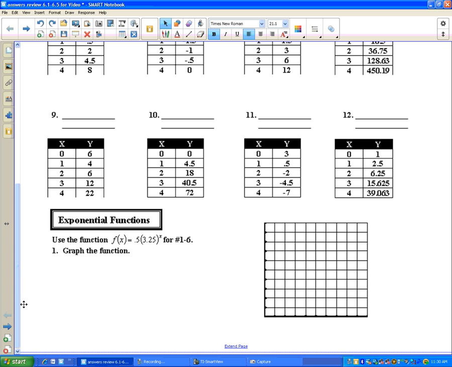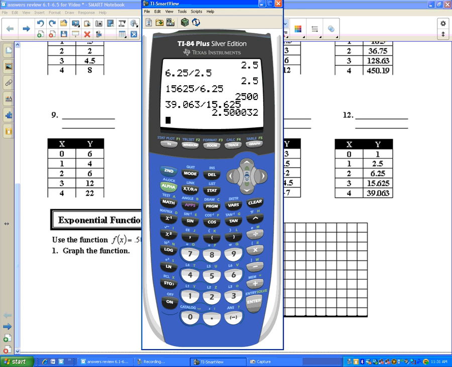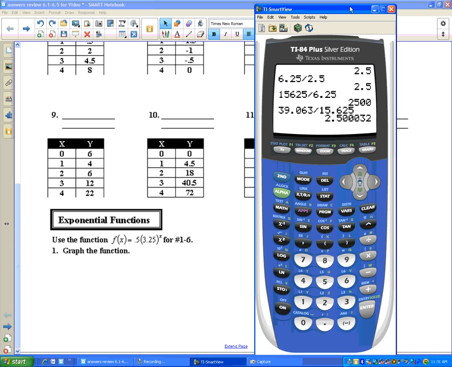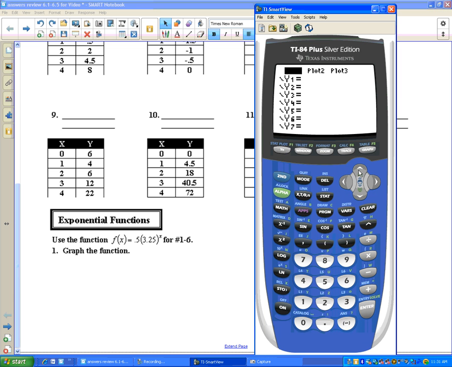All right. Exponential functions. Use the function f of x equals 0.5 times 3.25 to the x for numbers 1 through 6. Graph the function. I'm going to pull up the calculator. I'm going to hit clear, go to y equals, and plug in. I'm going to turn off my stat plot. Try that again. Go up to plot, hit enter to turn it off. I'm going to plug in y equals 0.5 times 3.25 to the x power.